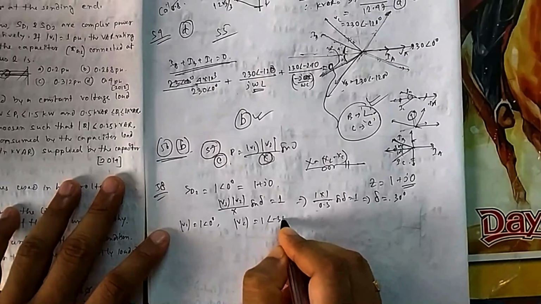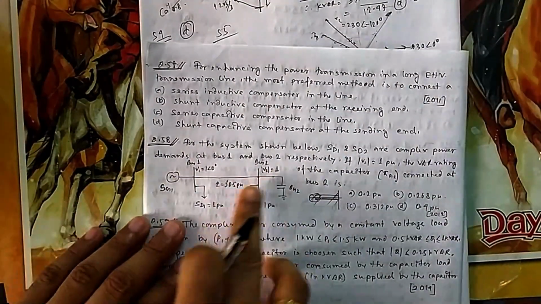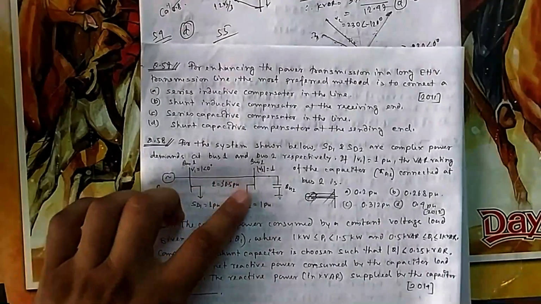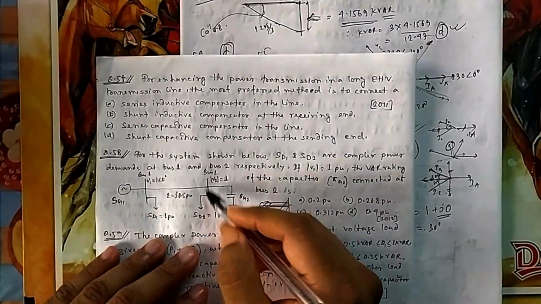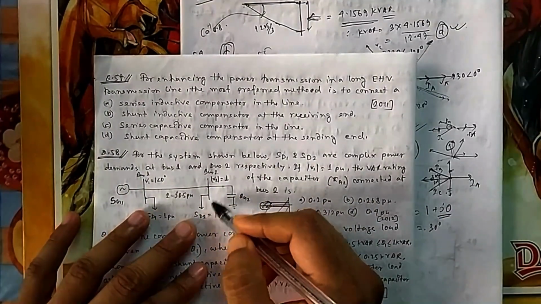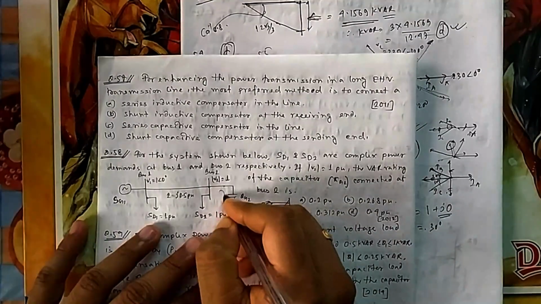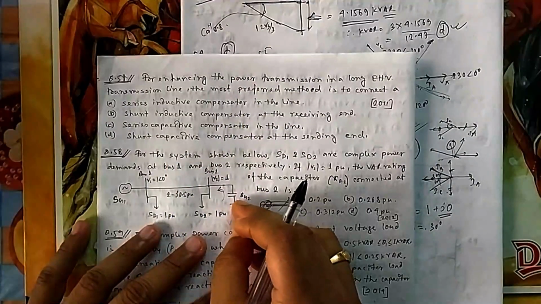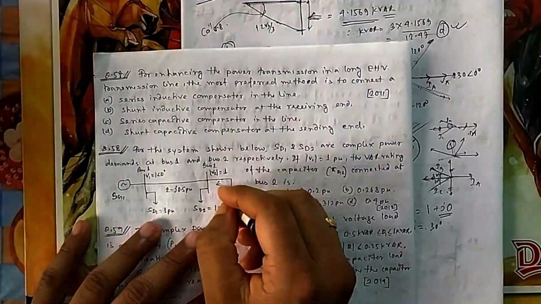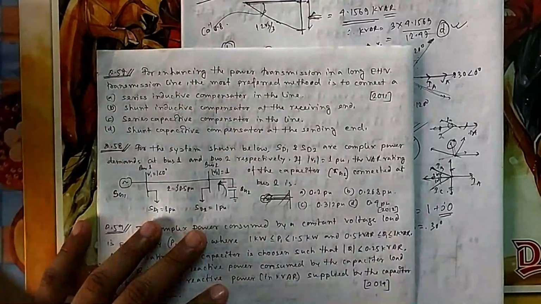So V2 will be 1 angle minus 30, because this angle should be less than this angle, then only power will flow. Otherwise power will not flow. Power is flowing in this direction, so that is minus 30. Now you have seen we have done a KCL type of equation in bus 2. Total power coming is equal to total power going. This capacitor is supporting there, so you can say it is injecting reactive power. Inductor takes it and capacitor gives it to the system.